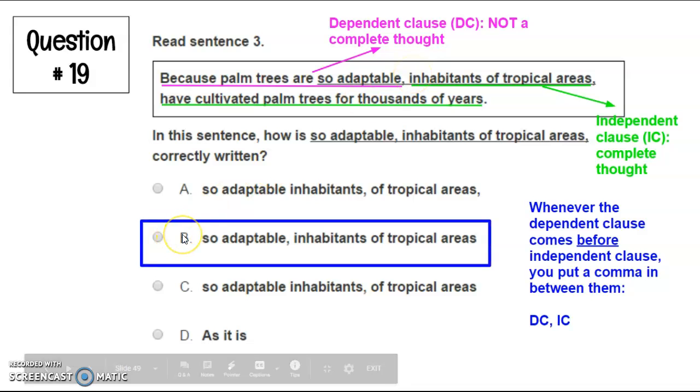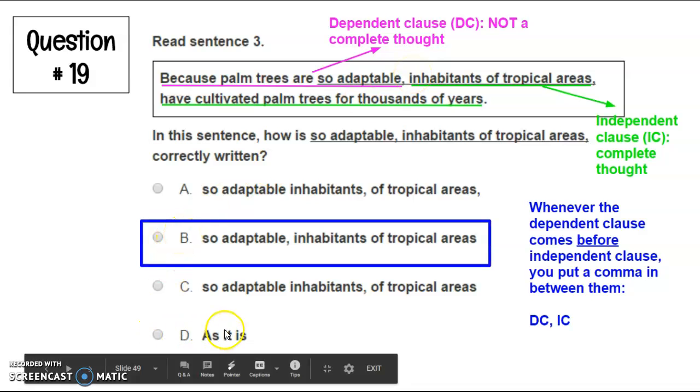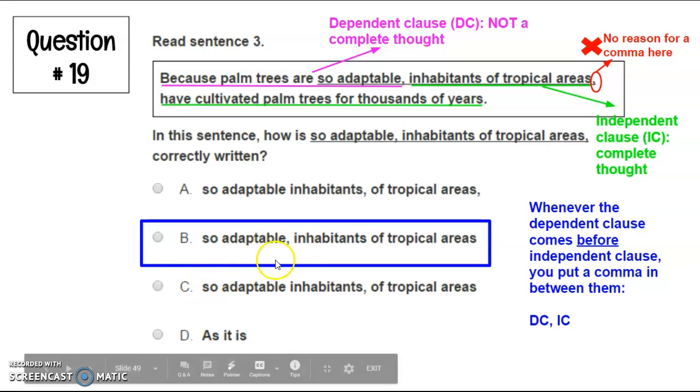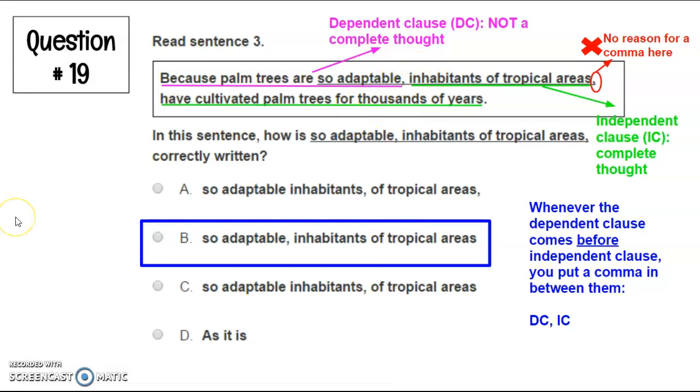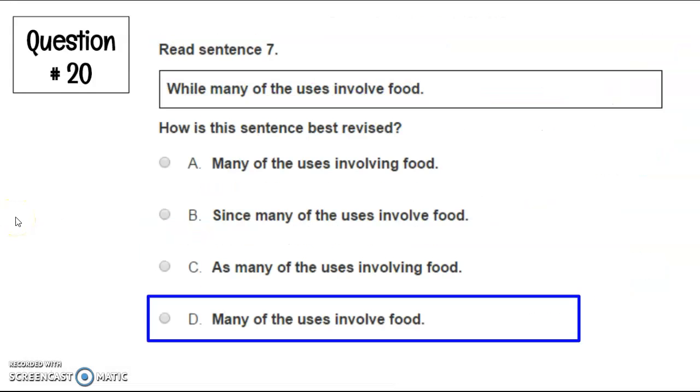And that's why B is the correct answer. D is not correct because of this random comma in here, there's no reason for it. There really should just be only one comma in this whole sentence, and that's between the dependent and the independent clause. Alright, number 20. Read sentence 7.